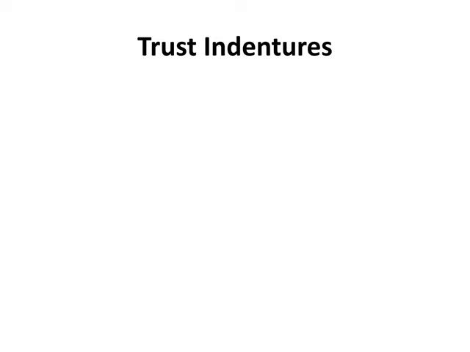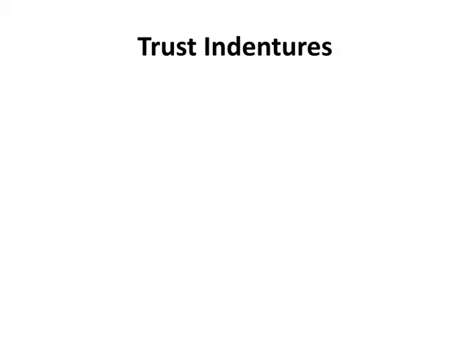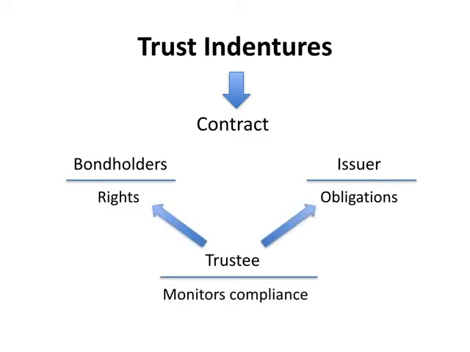The formal legal relationship between a bond's issuer and its holders is detailed in a legal document referred to as a trust indenture. For most publicly offered U.S. corporate bonds, such contracts are required by the Trust Indenture Act of 1939. The trust indenture is a contract between the bond holders and the issuing corporation. In simple terms, the contract states the rights of the bond holders, the obligations of the bond issuer, and appoints a trustee to monitor the issuer's compliance with the terms of the contract. By law, the trustee must be organized as a national bank or trust company.